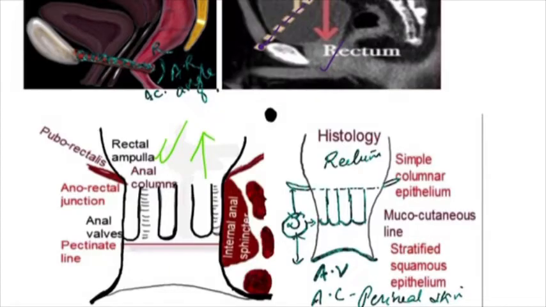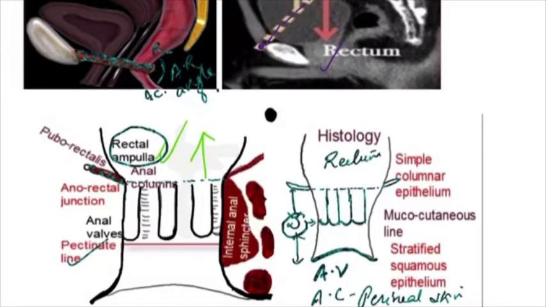This is the rectal ampulla, the dilated part of the rectum. This is the puborectalis sling. Here lies the anorectal junction. These are the anal columns, and this is the dentate line.